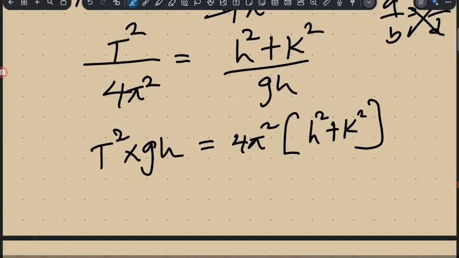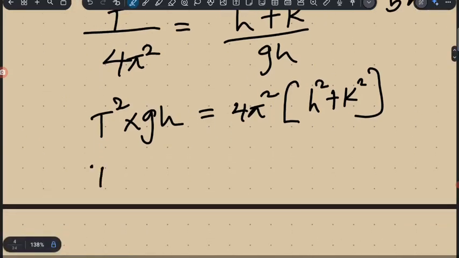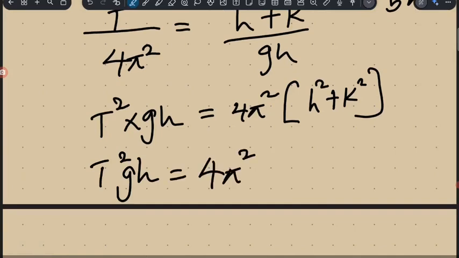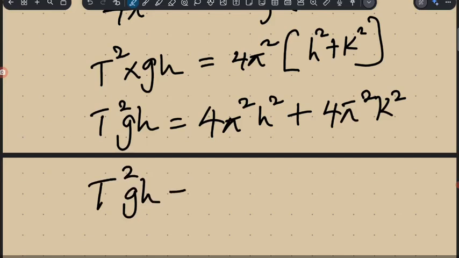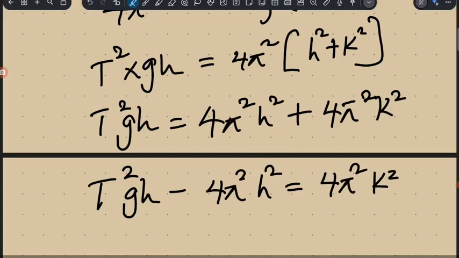Now, what next do we need to do? We are going for k. So let's expand this first. We have T squared gh is equal to 4 pi squared h squared plus 4 pi squared k squared. So at this point, let's try to remove the k. We have T squared gh minus 4 pi squared h squared is equal to 4 pi squared k squared.